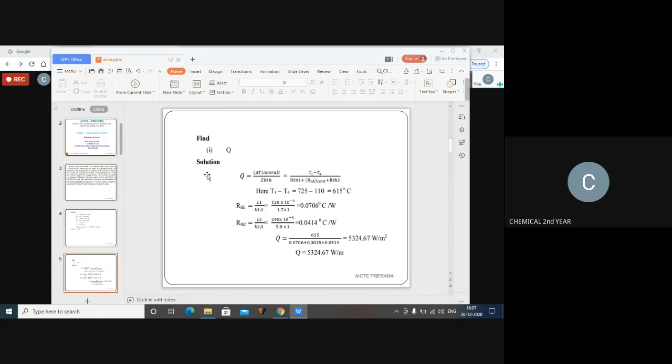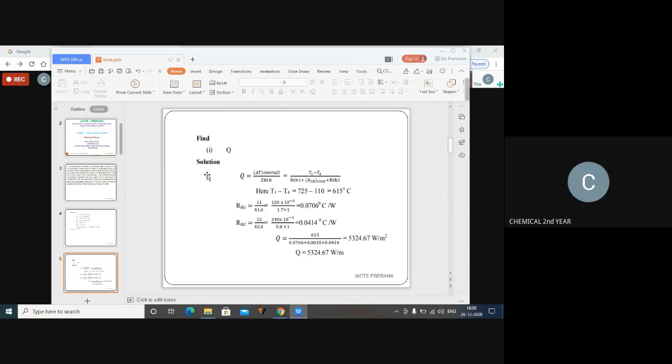Then R thermal is given as L1 divided by K1 A. This is the formula for finding the R value. Substitute the values for L1, K1 and A and you will get 0.0706 degrees Celsius per watt. The same is calculated for R2: L2 divided by K2 A, 240 into 10 to the power minus 3 divided by 5.8 into 1, where 1 is the area.